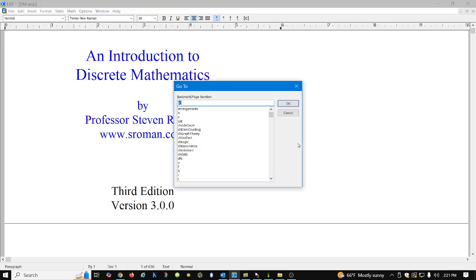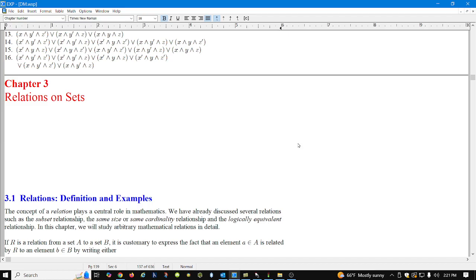In this video, we are ready to start Chapter 3 of the accompanying textbook, Relations on Sets. The concept of a relation plays a central role in mathematics. We've already discussed several relations, such as the subset relation, the same size relation or same cardinality relation, and the logical equivalence relation. In this chapter, we're going to study arbitrary mathematical relations in some detail.